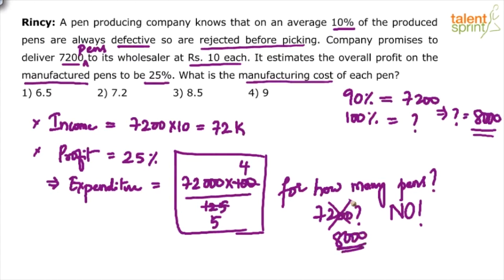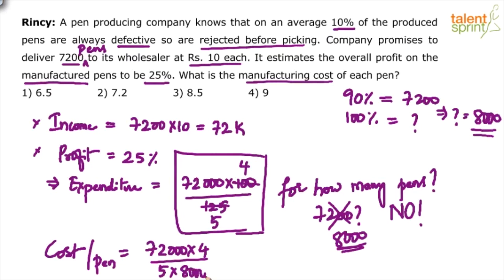Okay, so we're asked to find the manufacturing cost of each pen. Cost per pen will be how much? This 72,000 into 4 by 5 divided by 8,000. Do that calculation, you'll get the answer. Are you able to follow? Why are we dividing by 8,000? Because total pens produced is 8,000. So 72,000 by 8,000 is how much? 9. 9 into 4, 36. 36 by 5 is 7.2. And your answer to this question would be option 2, 7.2.